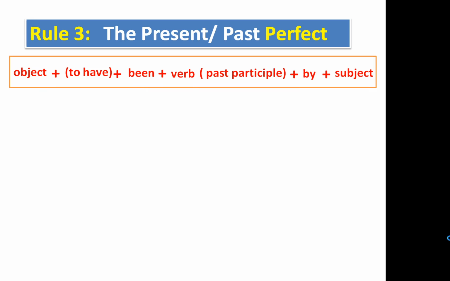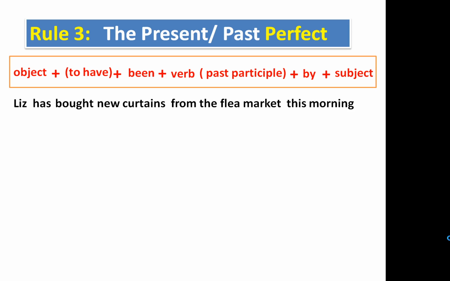So this is the rule for the perfect, and pay attention, it is different from the other rules because we have here to have and not to be. Let's look at the example here. Liz has bought new curtains from the flea market this morning. Again, where is the verb? It is has bought. Bought what?